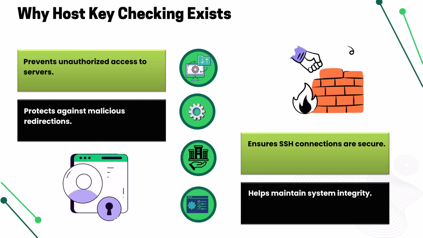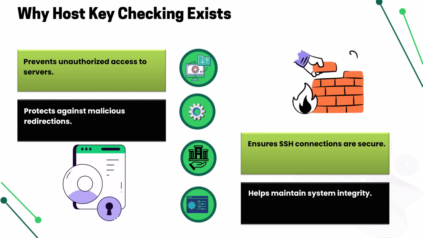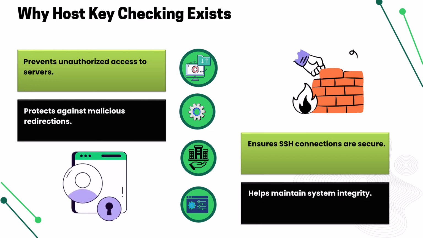Host key checking is basically your system's personal security guard. It stops unauthorized connections, ensures SSH communication stays safe, and prevents bad actors from sneaking in. Sounds great, right? Well, like all security measures, it adds extra steps to automation. And we all know, sometimes you just want things to run without interruptions.